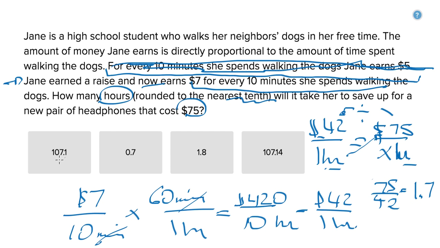And we're looking here for something rounded to the nearest tenth. So it can't be 107 or 0.7 or 107.14. The answer here is going to be answer choice C. I hope that helped with this problem, and happy prepping.